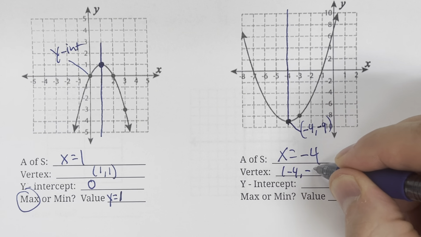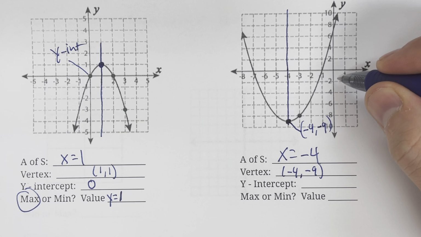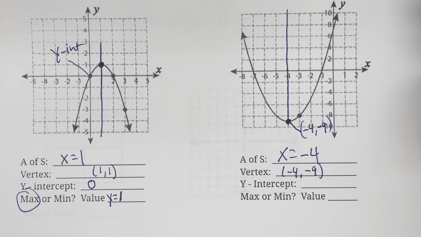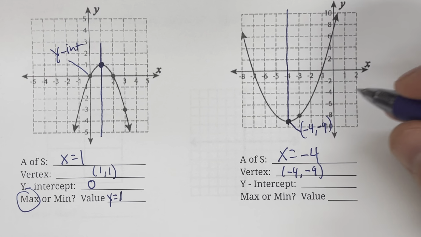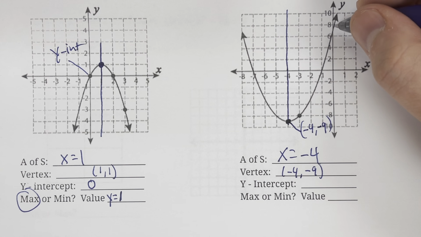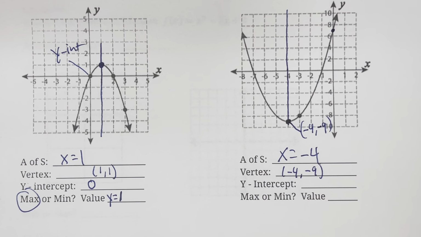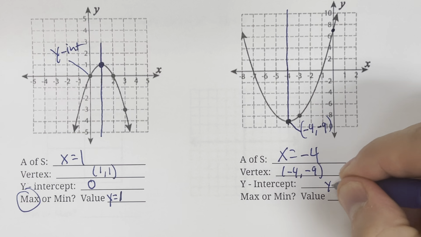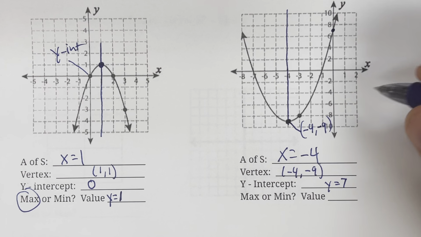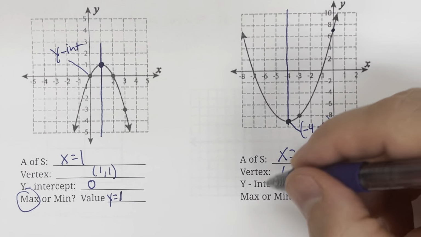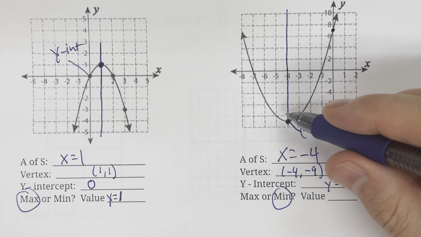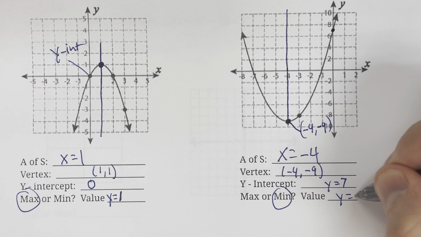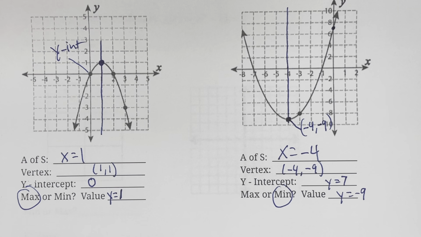Got to be a little bit careful when you look at these graphs. This one was going by 2's, this one was going by 1, so keep an eye out for that. The y-intercept, where's it cross the y-axis? Well, right here in between, so I'm going to call that about 7. And it goes up forever, so there's no maximum. It does indeed have a minimum, and the minimum value was y equals negative 9, or you could just state negative 9. So, our next goal is to start graphing.